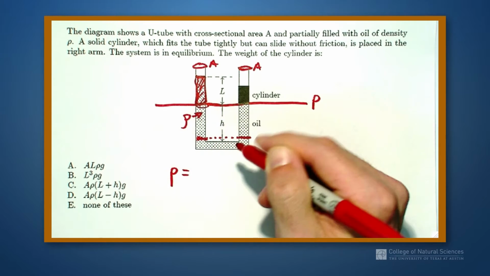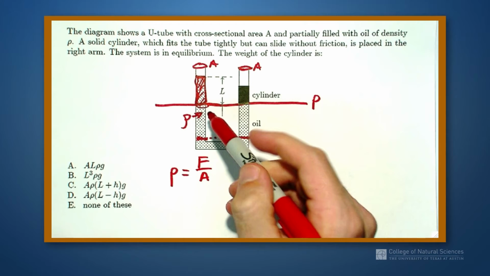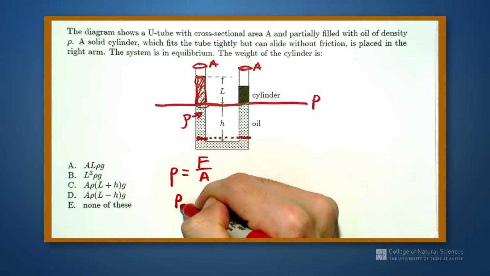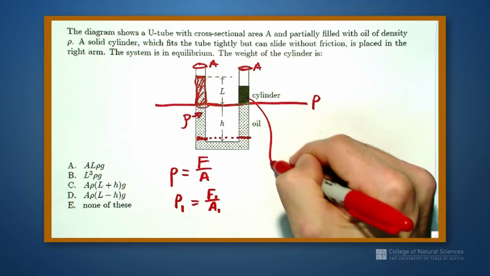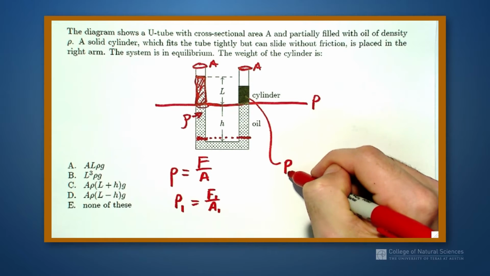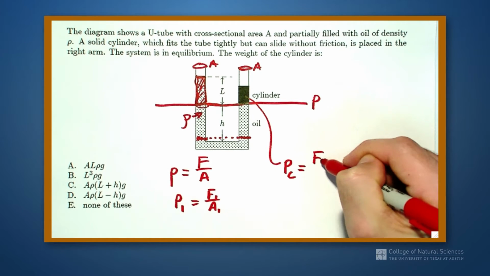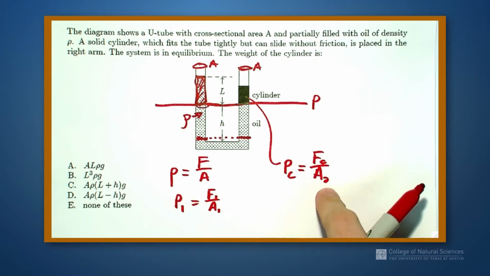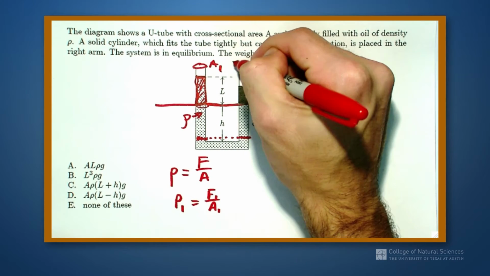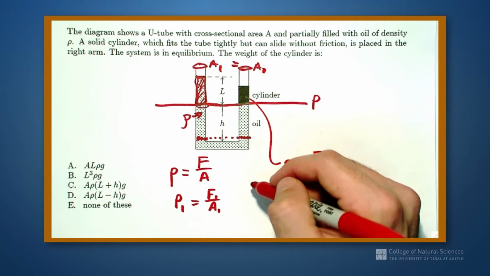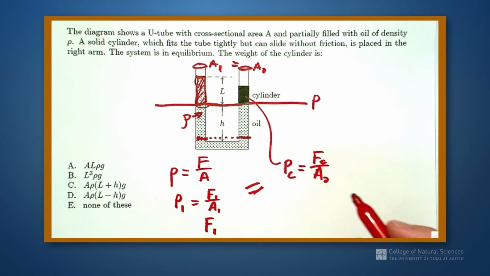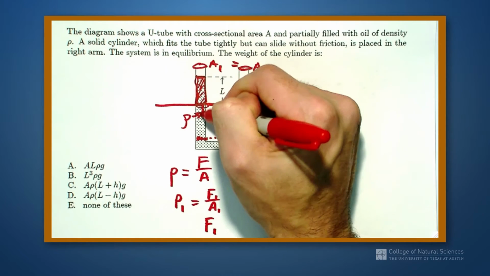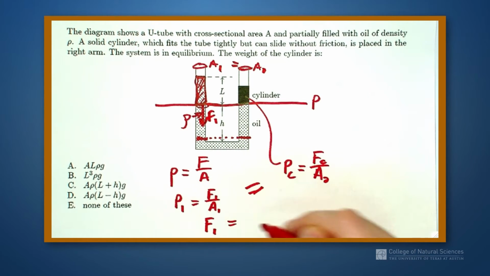So I know that pressure is going to be the force per area. And since they have the same area, P1 is going to be force 1 over area 1. And in this side, the pressure from the cylinder is going to be the force of the cylinder over the same area, the area on the other side. So A2 and A1. And I know that these areas are the same. And I know that the pressures are the same, which means the force of the column from 1, so this downward force right there, has to be equal to the force due to the cylinder.